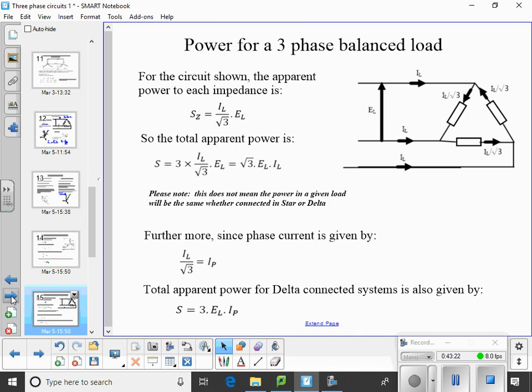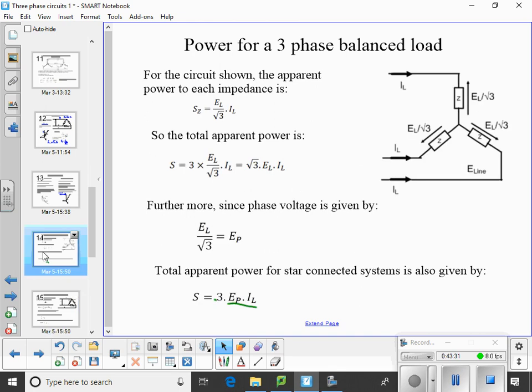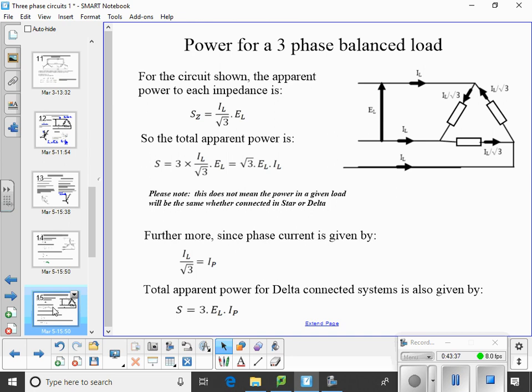Please note, although that formula, root 3 ELIL, is the same as on the other page, it does not mean that the same load connected in star and delta will give you the same apparent power. That's not what it means, because remember, the different systems have different currents and voltages. I didn't want that confusion to happen. The formula is exactly the same, but you won't get the same result connected in the two systems.